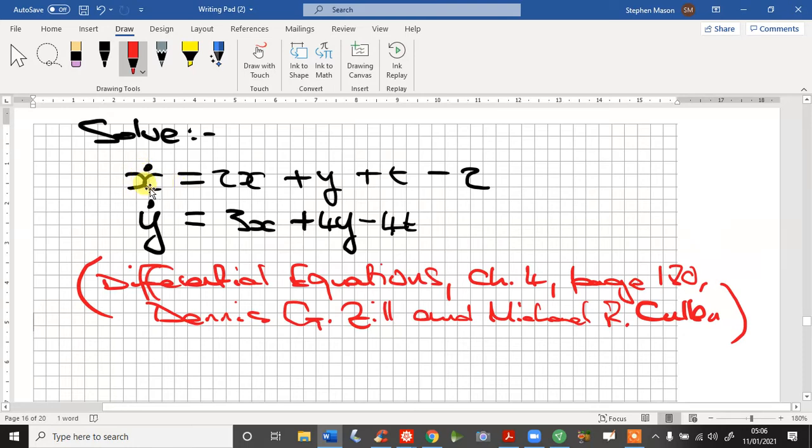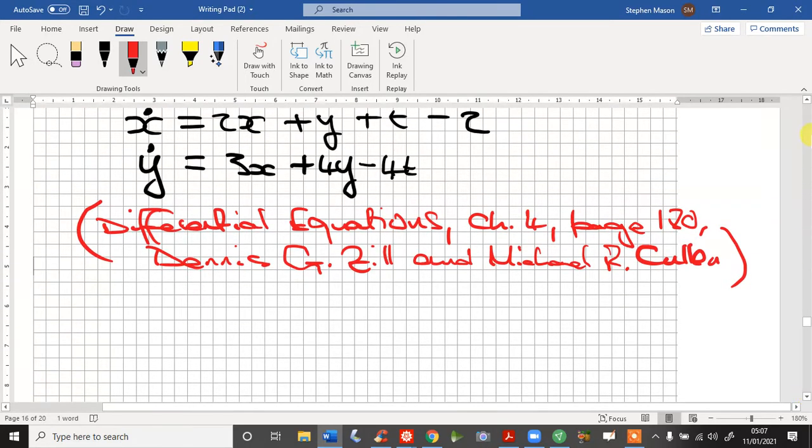x dot means dx by dt, but we just write it for brevity as x dot, and that's equal to 2x plus y plus t minus 2. The next equation that is paired with the equation above it is y dot equal to 3x plus 4y minus 4t. So this is a coupled system of equations, which is what I was trying to say before.